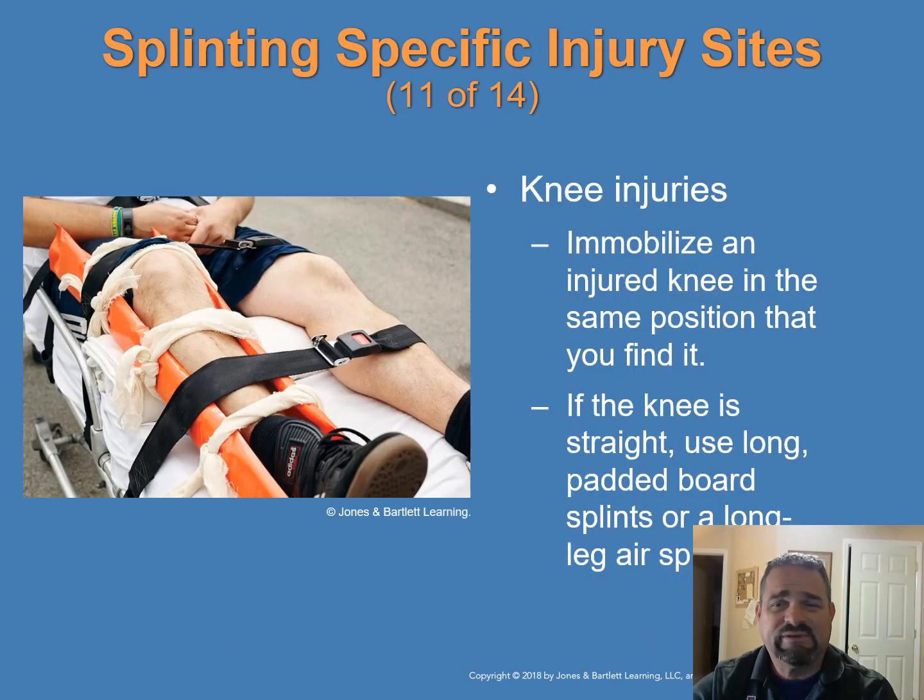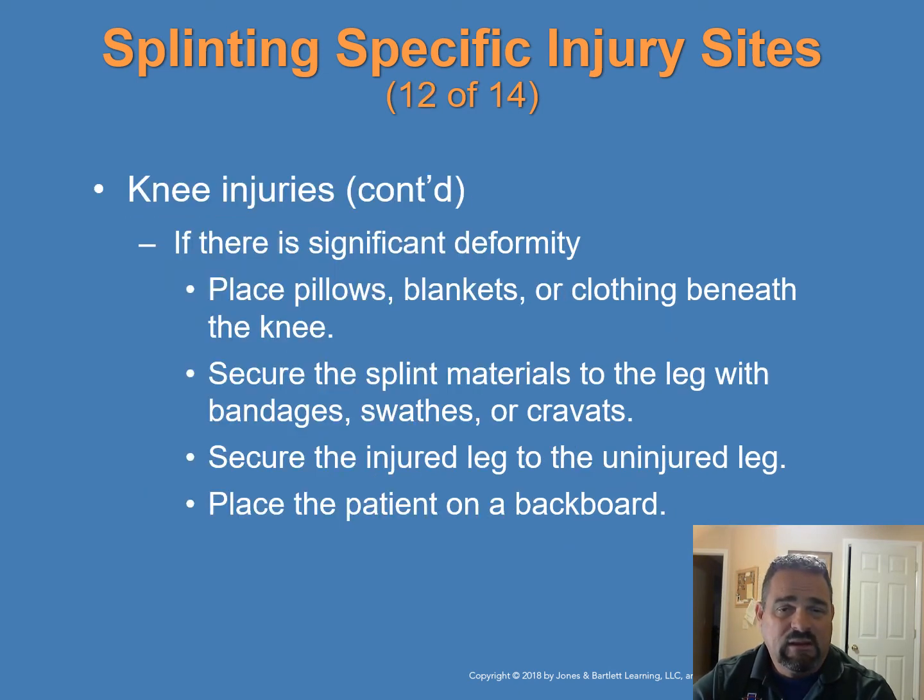All right, so splinting of knee injuries: immobilize the injured knee in the same position that you find it. If the knee is straight, use a long padded backboard or splints, or some kind of long leg air splint. If there's significant deformity, place pillows, blankets, or clothing beneath the knee and secure the splint and the materials to the leg with bandages, swaths, or cravats. Secure the injured leg to the uninjured leg so it'll help to splint it in place.